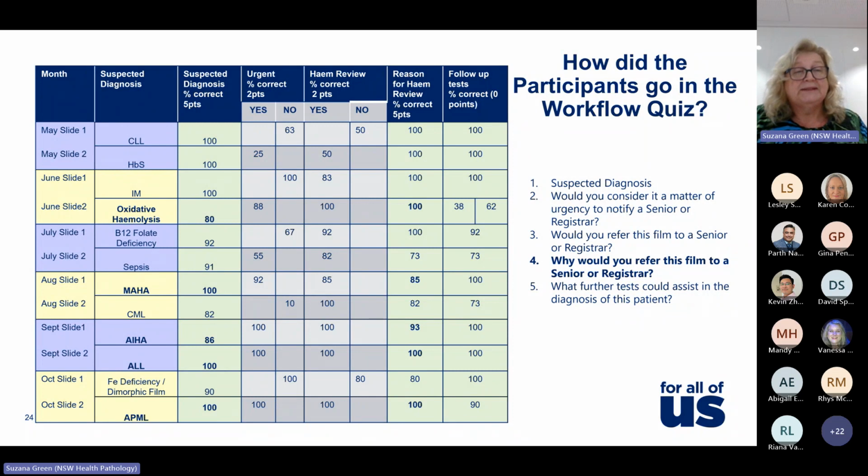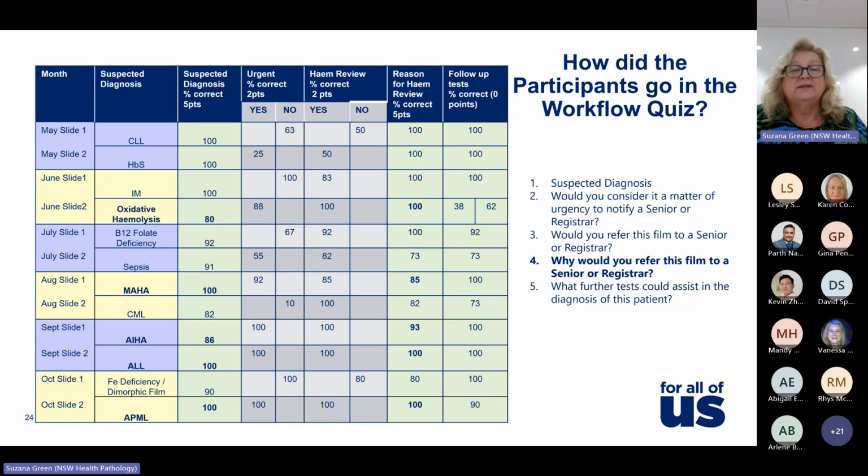As far as suspected diagnosis, as I would expect, the morphologists did really, really well, mostly 100% on that. The lower ones were due to one or two not putting in the exact diagnosis but putting in a differential diagnosis, and it was a very small cohort, so that pulled down your percentage rate there. But all in all, 100% there.